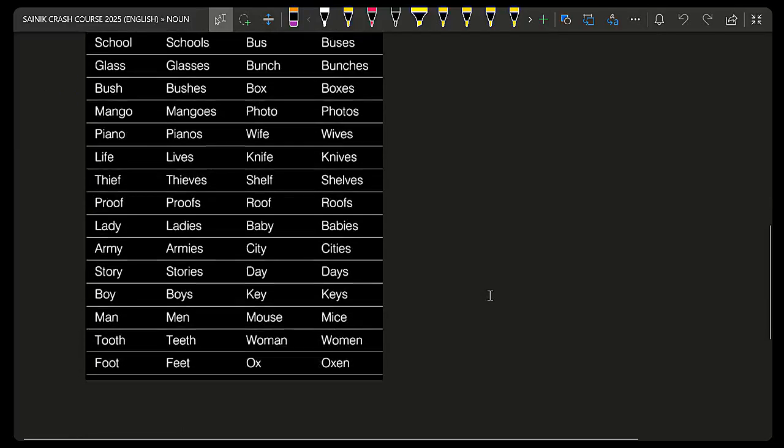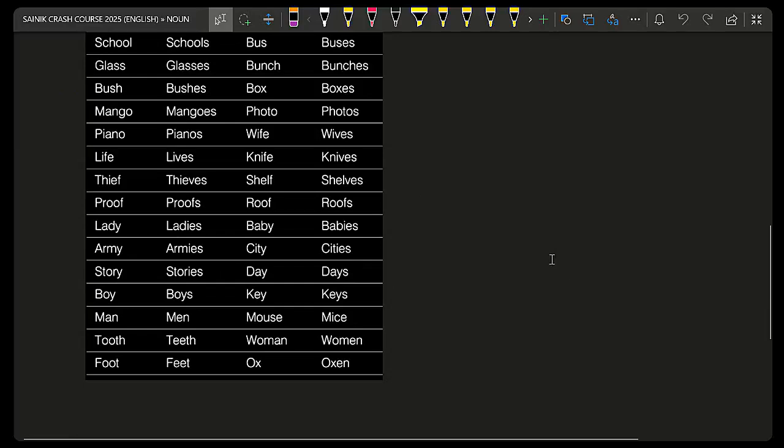Wife, wives. F became v. Knife, knives. Shelf, shelves. Roof, roofs. In this roof it does not become v, roofs only. When es comes, f becomes v. Baby, babies. City, cities. Day, days. Key, keys. Mouse, mice. Mouse plural is mice.